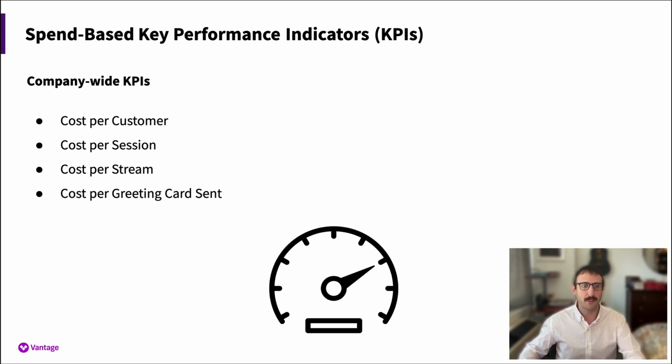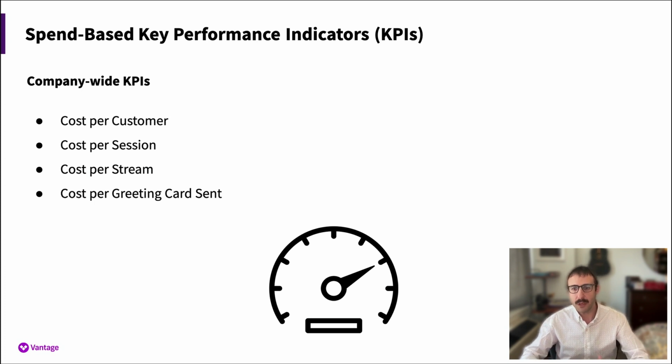So most people are familiar with company-wide key performance indicators. This is where you identify a single KPI for your entire company. Examples could be cost per customer, cost per session, cost per stream. These are at a high level of what your business is doing, how you can measure the costs.